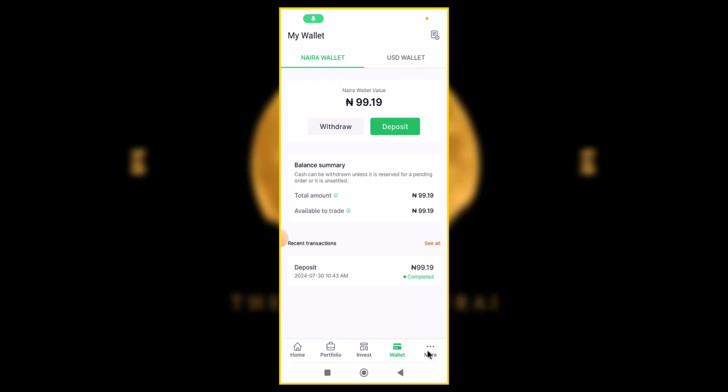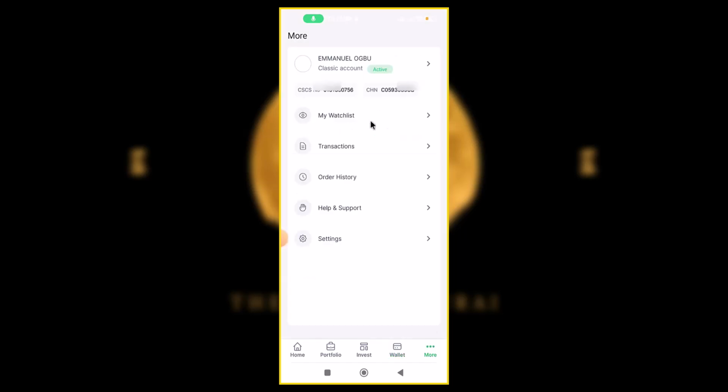All right. If you come to More, this is where you can see your watch list, your transactions, and your order history. This is also where you can send them a message if you need to.